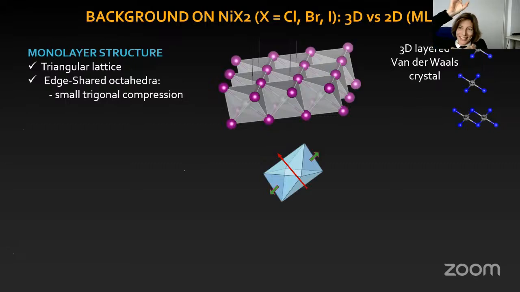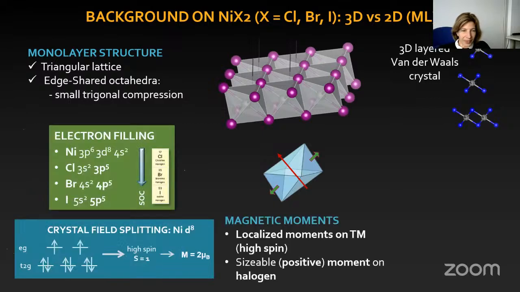So trigonal, and so the Z direction, the direction perpendicular to the layer, is actually perpendicular to one of the faces of the octahedron. So okay, nickel here is d8 with a high spin configuration, which means that we have 2 Bohr magnetons on each nickel. And then I'll focus on the trend for chlorine, bromine, and iodine. So as I move down in the periodic table, of course, I expect atomic spin-orbit coupling to be larger. And so yeah, I expect that with iodine, all the spin-orbit effects are stronger than in their chlorine counterpart.